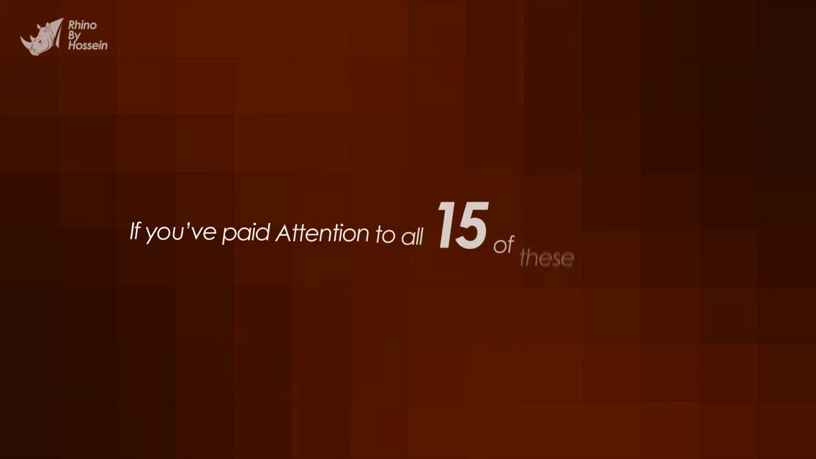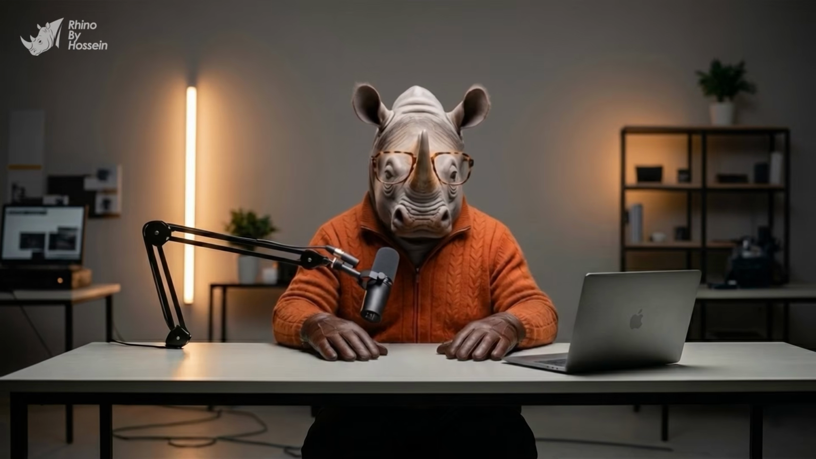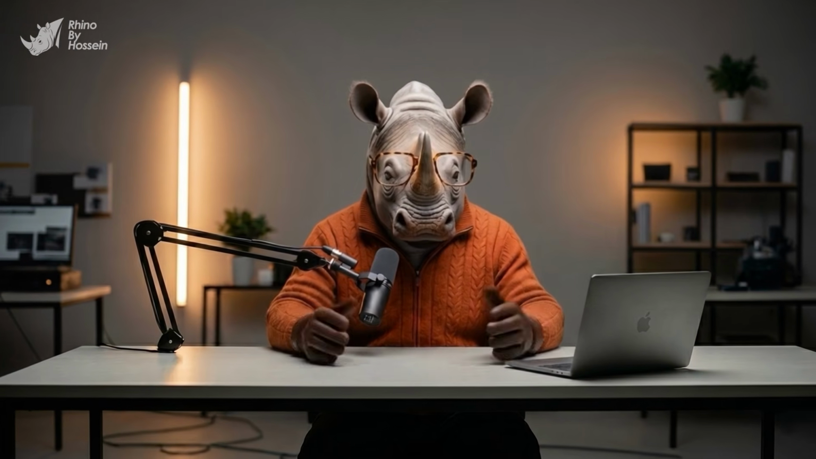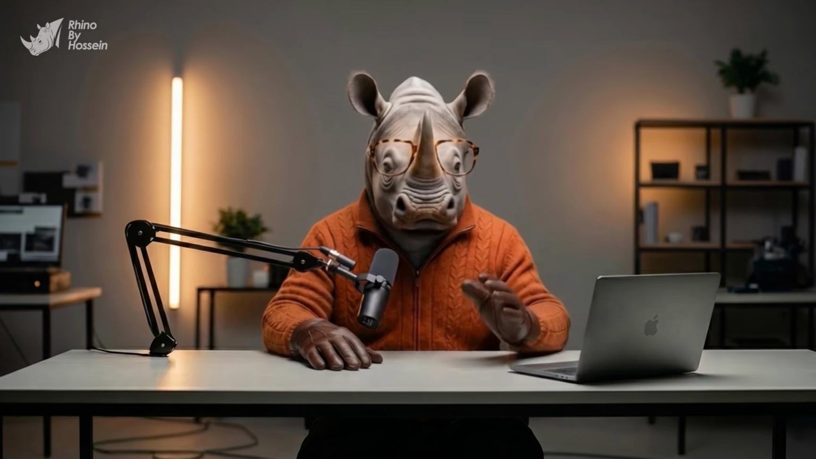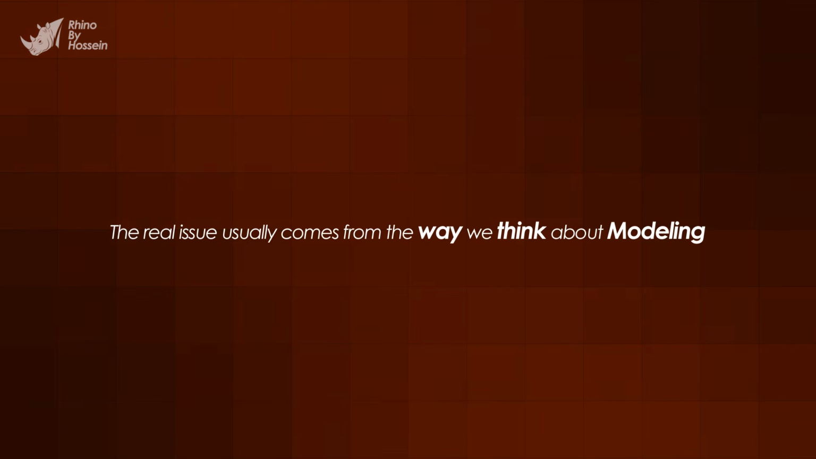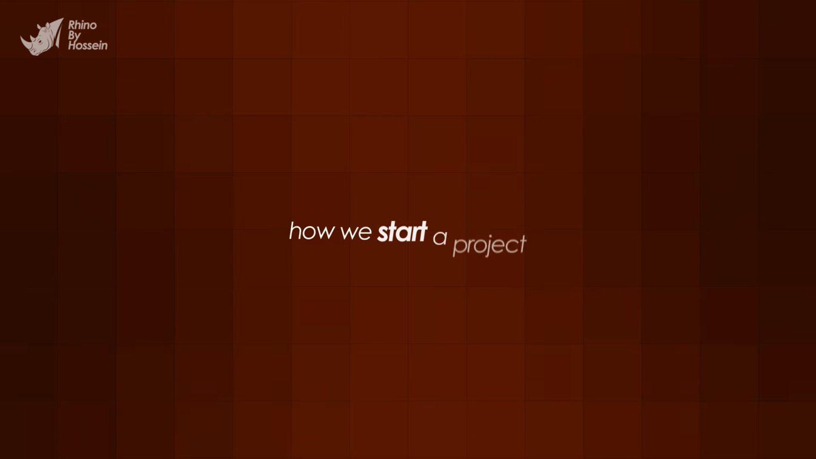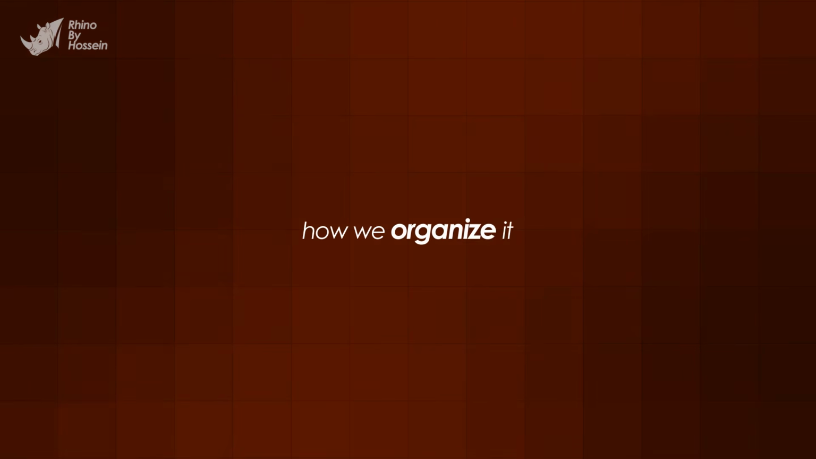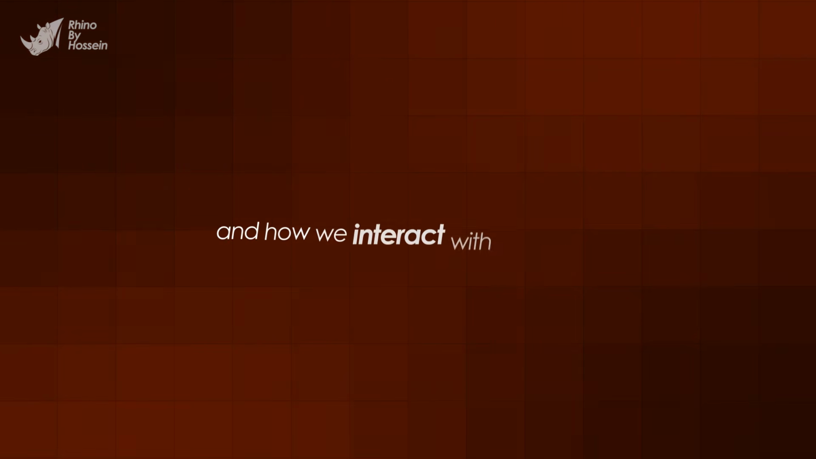If you've paid attention to all 15 of these mistakes, you'll notice something they all have in common. None of them are actually problems with Rhino itself. Rhino is simply doing exactly what you're asking it to do. The real issue usually comes from the way we think about modeling, how we start a project, how we organize it, how carefully we work, and how we interact with geometry.